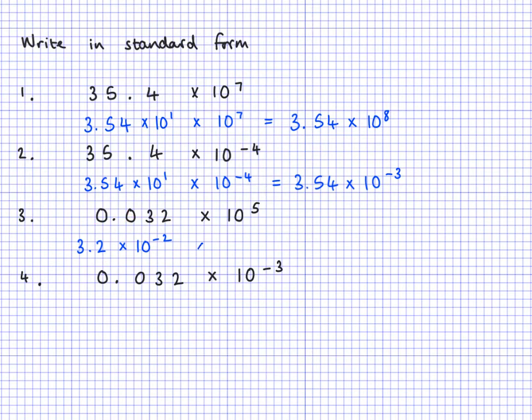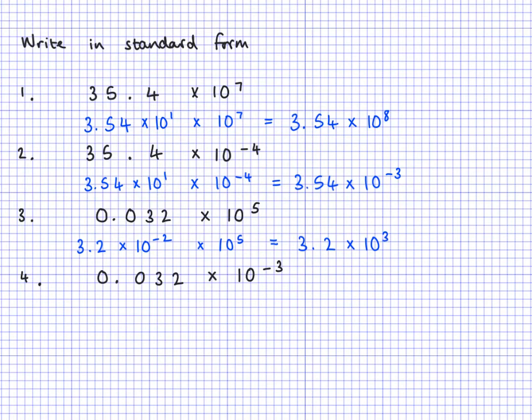Let's write the other one down now, 10 times 10 to the power of 5. So this is going to be equal to 3.2 times 10 to the power of negative 2 add 5 is 3. Okay, that's our answer for that one.